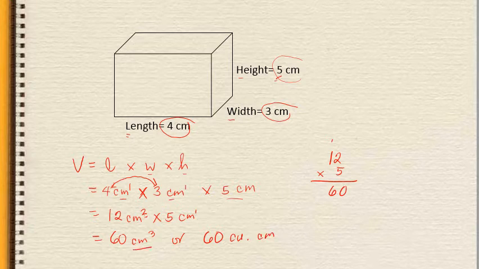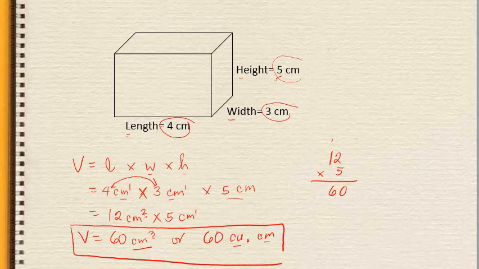Itong cm na may 3 at saka cu tuldok cm, iisa lang ang basa niya. Ang basa ay cubic centimeter. Therefore, the volume of the rectangular prism is 60 cubic centimeter. Importante, children, na hindi mo malimutan yung cubic centimeter kasi kapag nalimutan mo yan, hindi na volume ang iyong sagot. Mamamali ka na. Okay? So, sana ay naintindihan ninyo how we solve for the volume of this rectangular prism.